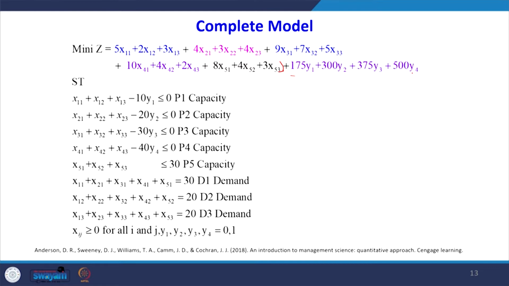Then there is a fixed cost. You see that here I am not subtracting the fixed cost, because all the elements are costs. So I can directly minimize the cost. Then these are our capacity constraints. These are our demand constraints. So this problem I am going to solve with the help of Solver.